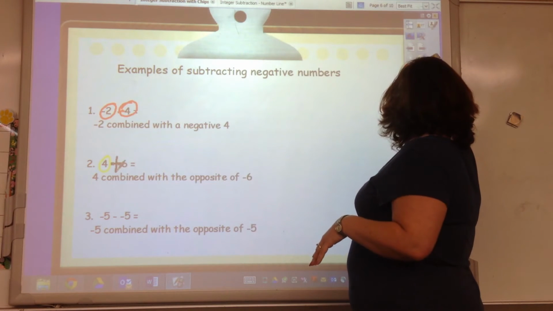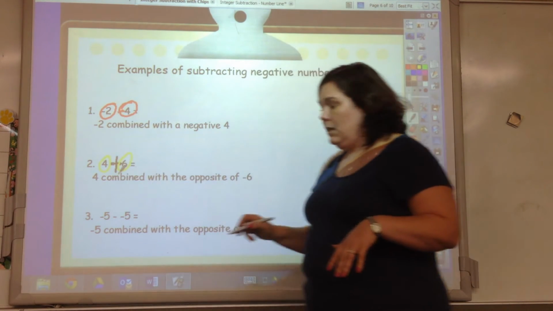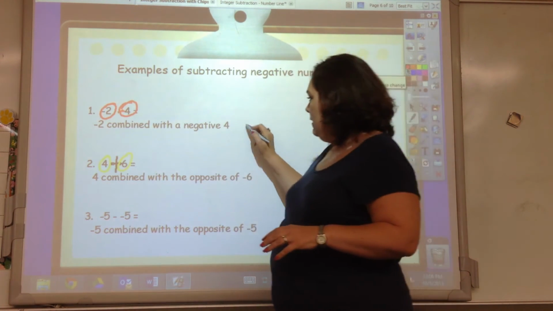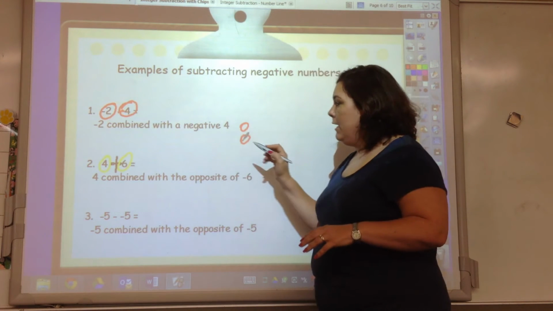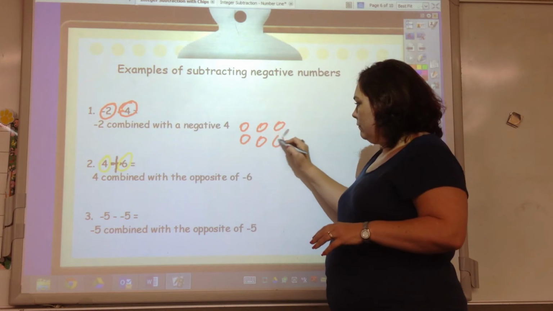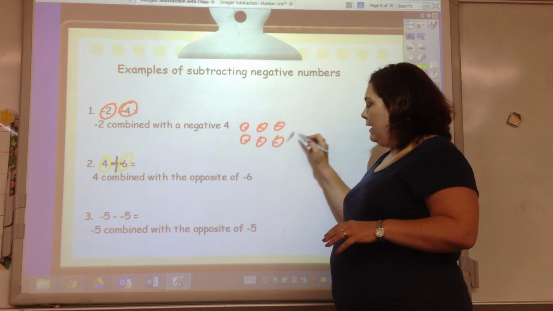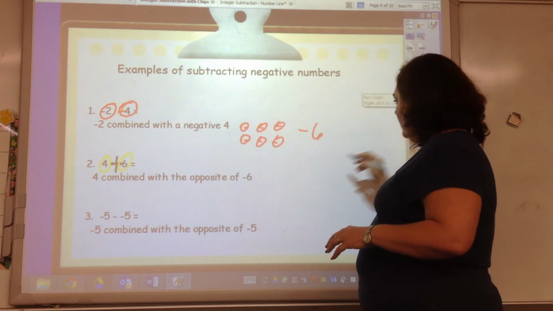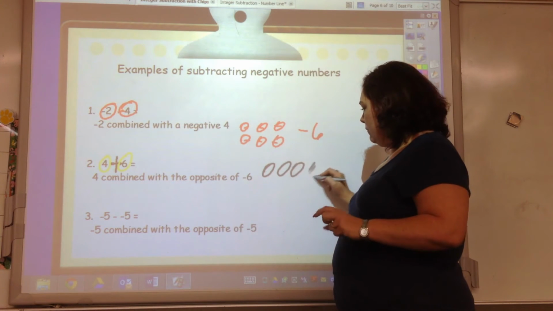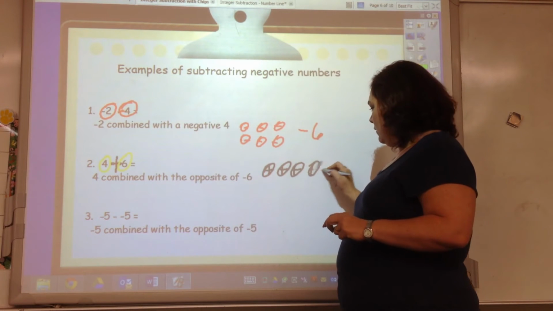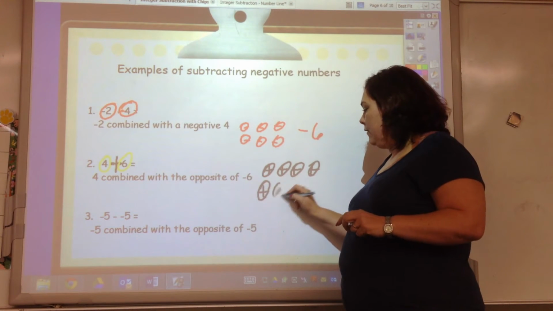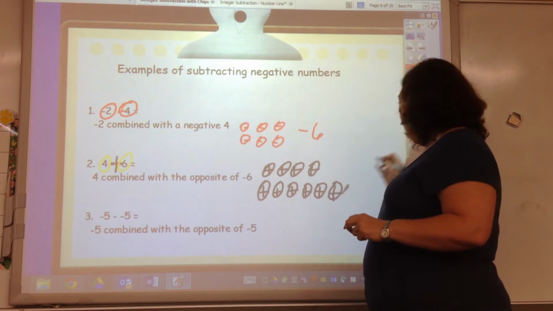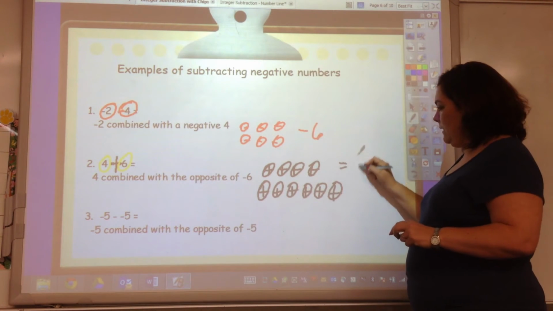So now it is combining these two. So this one would be -2, and then combine another -4. So those are all negative, and so it would be -6. This one is +4 combined with another +6, for a total of, add them up, equals 10.